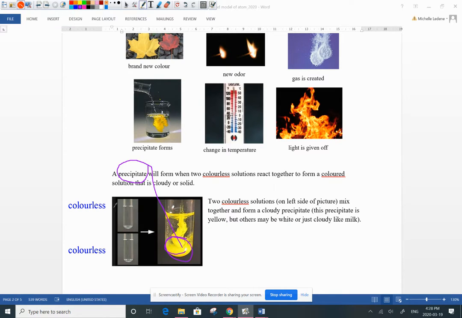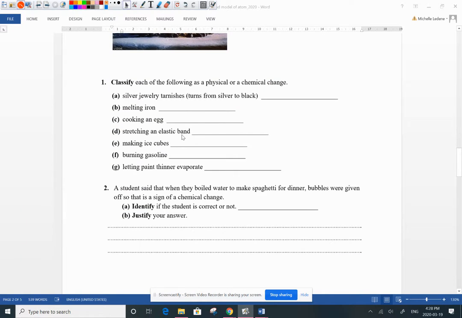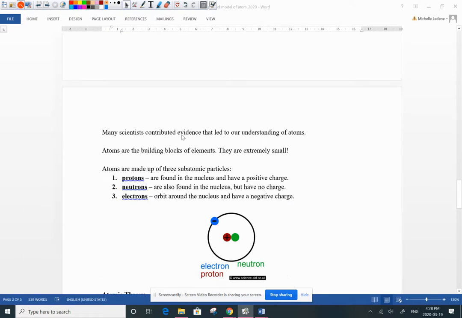So we are taking two colorless liquids and we get a cloudy precipitate. It doesn't always have to be yellow, it could be white or look like milk or something, but this cloudy precipitate is forming. And that's an important thing that lets you know that that is a chemical change that has happened. So you can keep reading in this booklet, and you've got a couple of questions to do, number 1 and number 2, pretty straightforward. And then it talks a little bit about the atom and the subatomic particles.